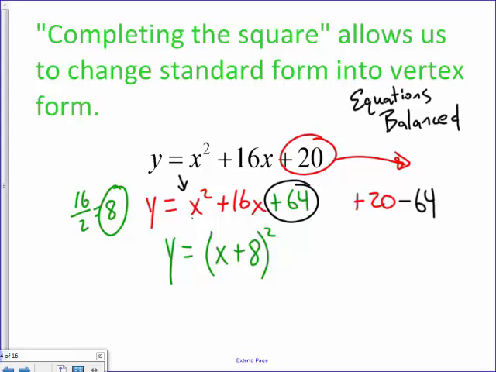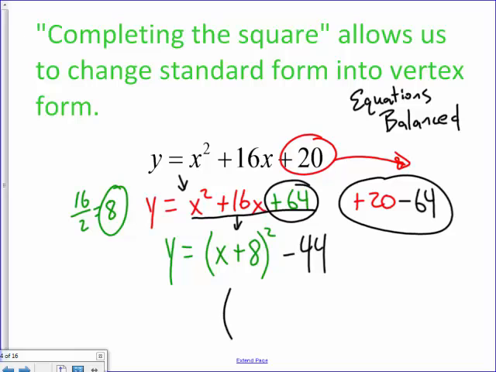So this trinomial factors into x plus 8 squared, and then I have to have this on the outside. I had the 20, and I also had to subtract the 64 because I added the 64 from my trinomial, which in this case I'd get minus 44. Isn't that our vertex form? So the vertex of this quadratic would be at negative 8, negative 44. All right, so that's kind of nice.